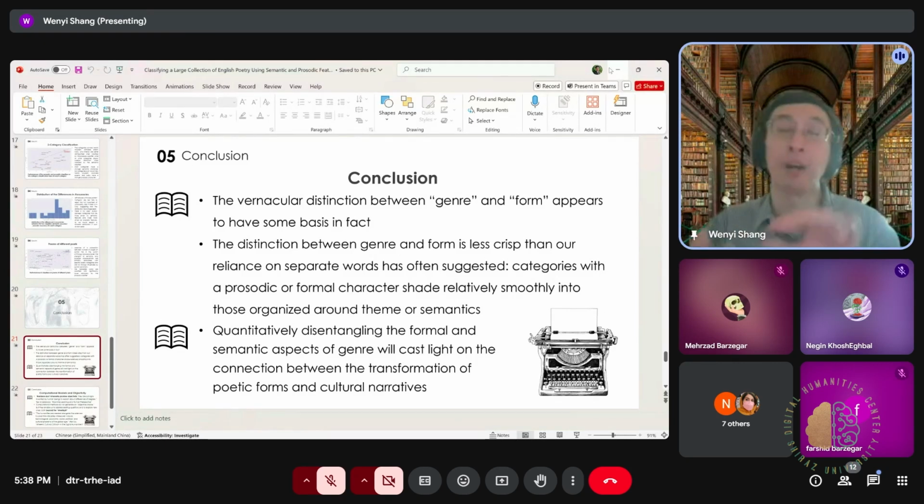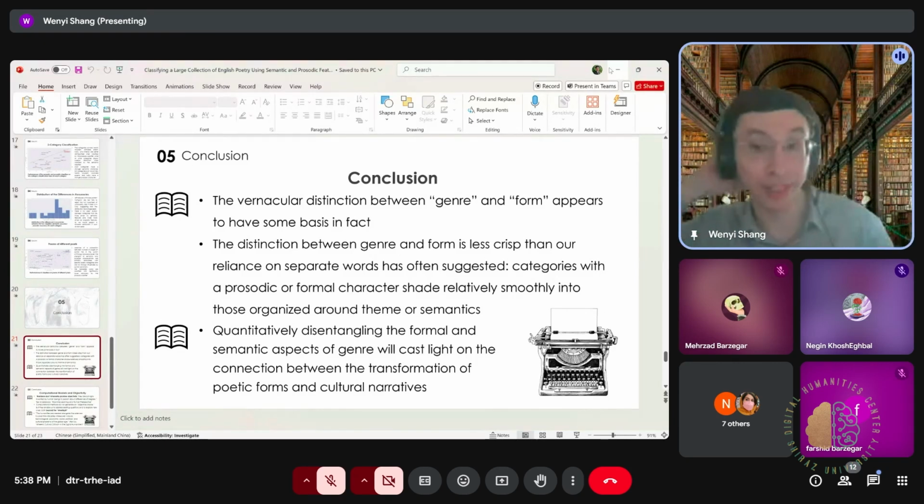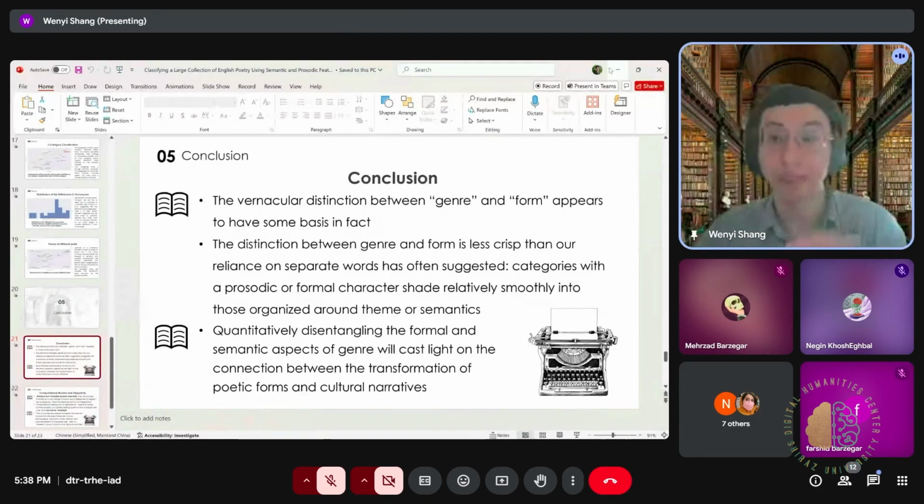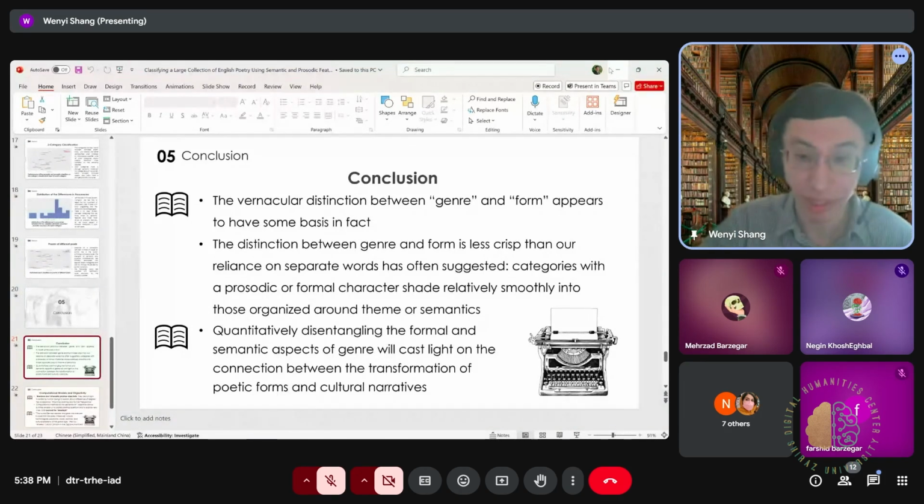So we confirm our hypothesis that some categories like sonnets are better classified by the prosody they're using, but most poetic categories are better defined by the words they're using. But they are not clearly separated. Rather, they shade smoothly into one another.